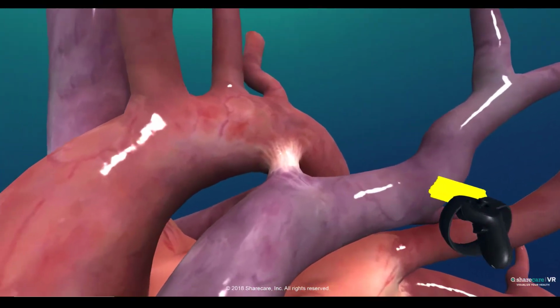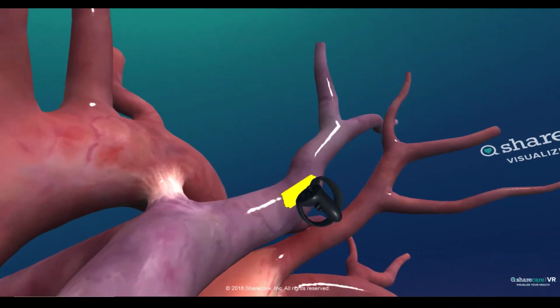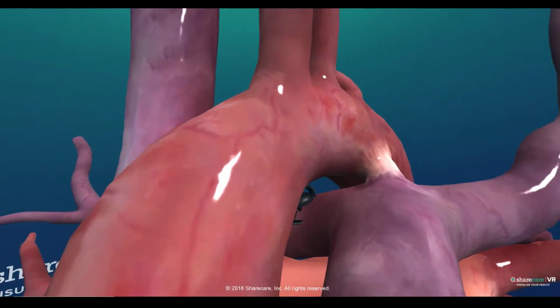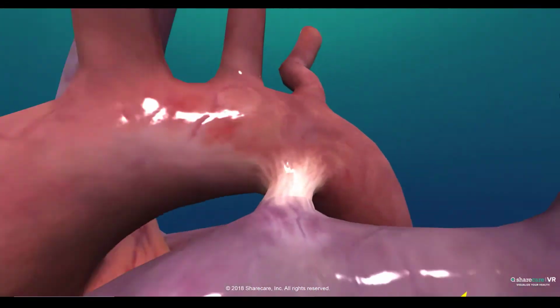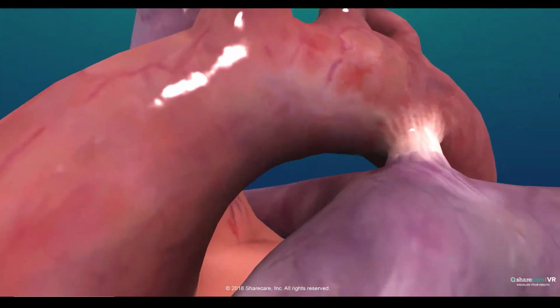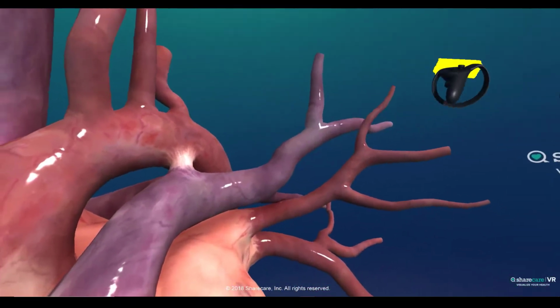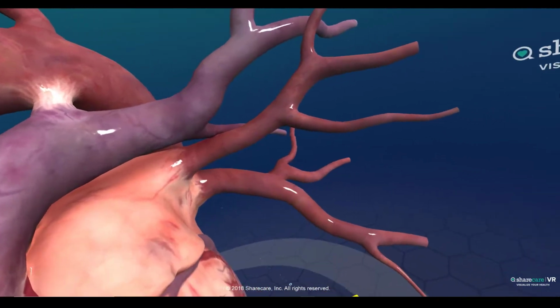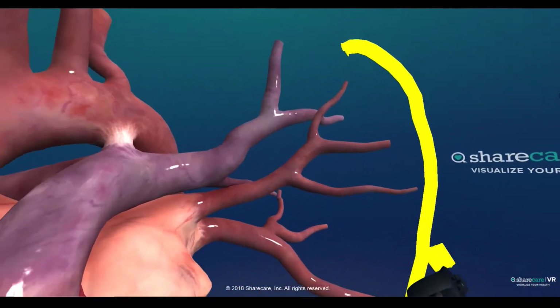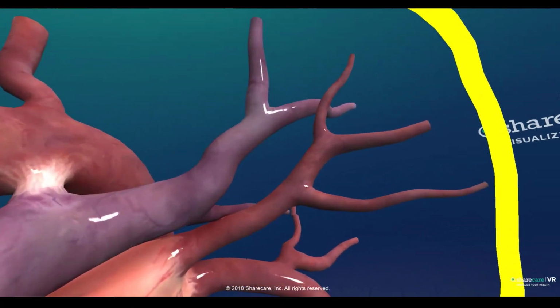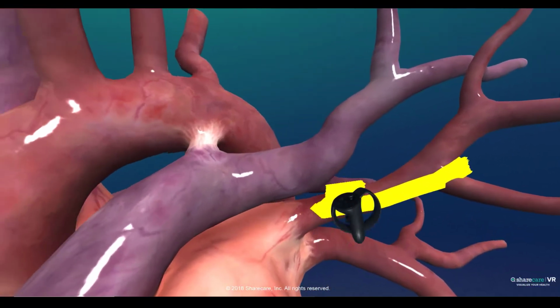Then it's going to branch. It's going to go to the left lung over here, and to the right lung over here. We can really see that here, the branch going to the left lung and to the right lung. Then the blood, in the left lung and the right lung, is going to become oxygenated.